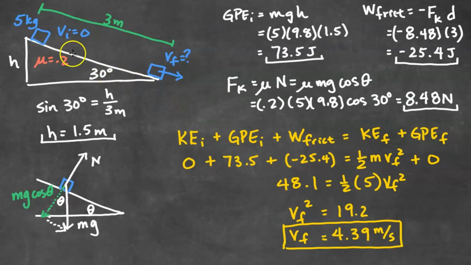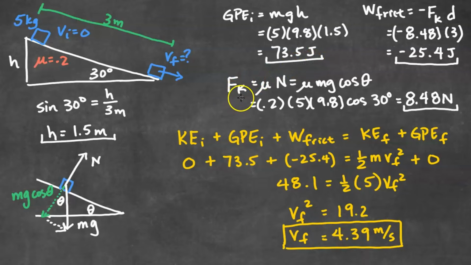This block is going to slide down the ramp, and we want to find out the final velocity of this block. We're going to need to know the height of this ramp, and we can use trig to solve that. Sine 30 equals opposite, which is h, divided by the hypotenuse, which is 3 meters. h is 3 times sine 30 degrees, which is 1.5 meters. Next, we need the initial gravitational potential energy, which is equal to mgh. The mass is 5 kilograms, g is 9.8, the height is 1.5. The gravitational potential energy initially is 73.5 joules.